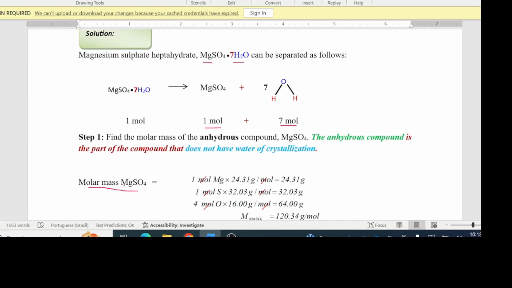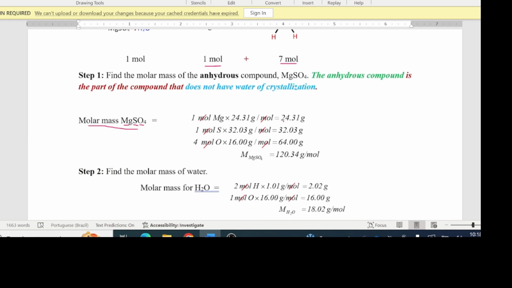You have how many magnesium? 1 magnesium. How many sulfur? 1 sulfur and 4 oxygen. And that's how you do that. That is for 1 magnesium. This will be for 1 sulfur. And of course, this here for 4 oxygen. When you add it all up, you get that number, grams per mole for magnesium sulfate.